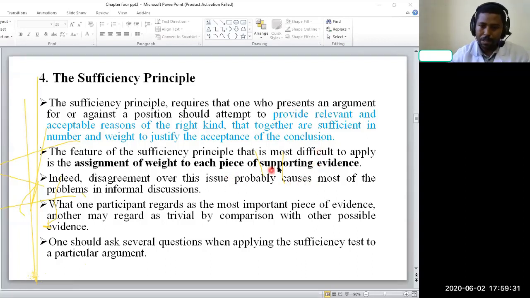Because of this, some evidences may be given high weight by others, while the remaining supporting evidences may be given high weight by other people, so that there exist different ways of assigning weight to the pieces of supporting evidence. As a result of this weighting of the value of the supporting evidence, there might be disagreement. So the disagreement may arise because of the assignment of the weight. What one participant regards as the most important piece of evidence, another may regard as trivial, very trace and very minor by comparison with the other possible evidences.